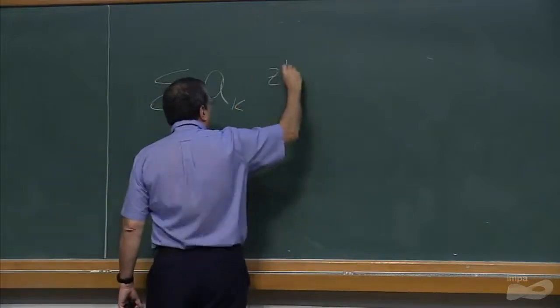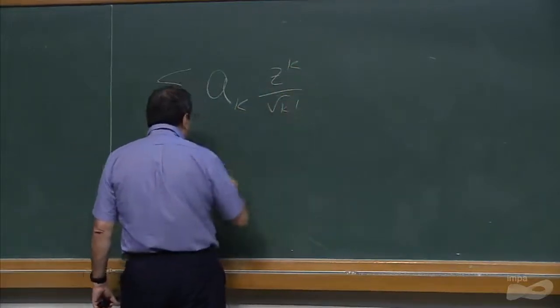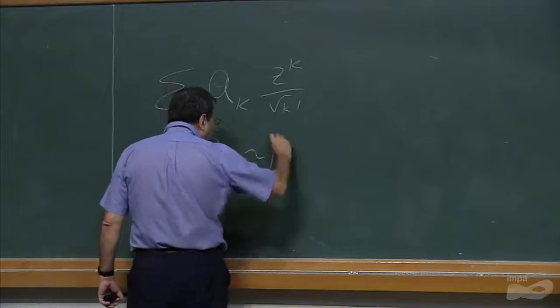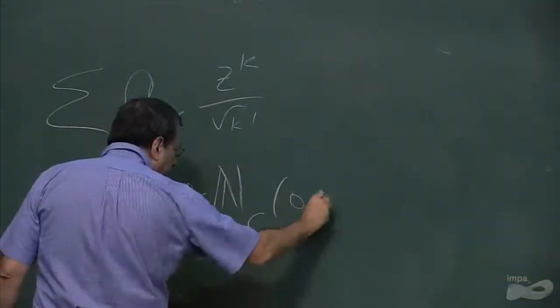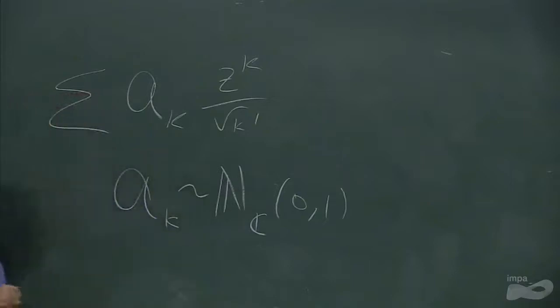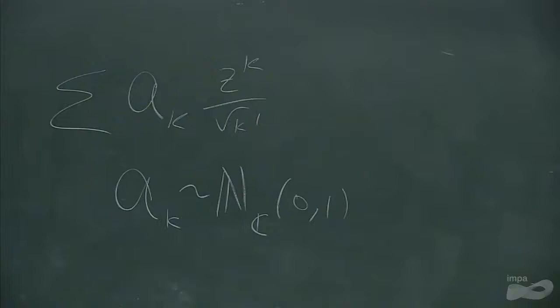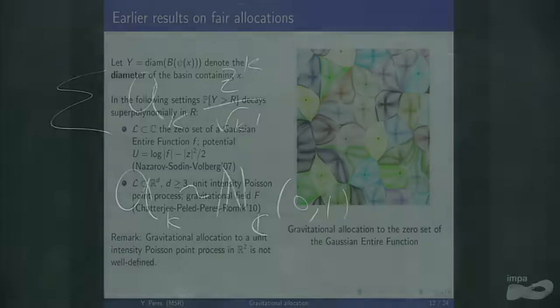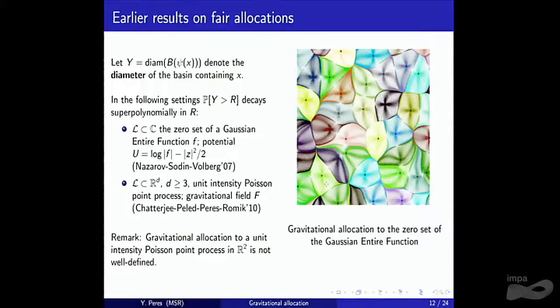It's the sum of a_k z^k over root k factorial, where the a_k are complex normal (0, 1) independent variables. So again, each a_k is an independent Gaussian variable in 2 dimensions, so the real and imaginary parts are both independent normals. And then you look at this series, sum from 0 to infinity. And here's a beautiful fact, that the zeros of this function have a translation invariant distribution in the plane. And this you can find from looking at the covariance function of this.